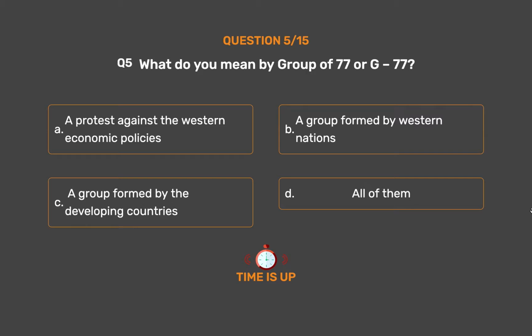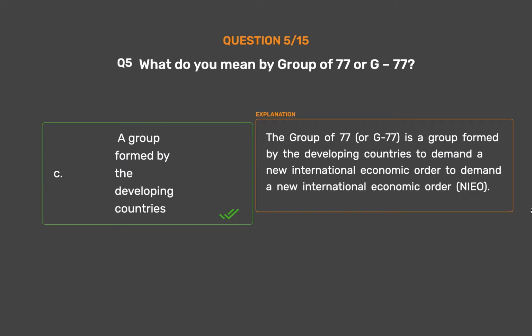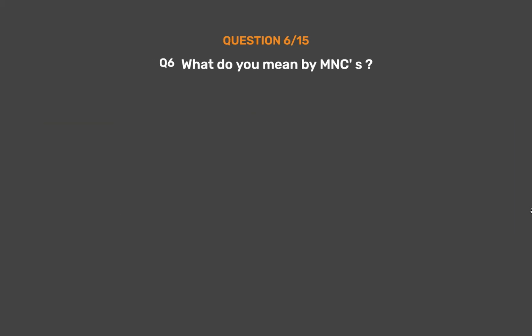The correct answer is Option C. A group formed by the developing countries. The Group of 77, or G77, is a group formed by the developing countries to demand a new international economic order, NIEO.